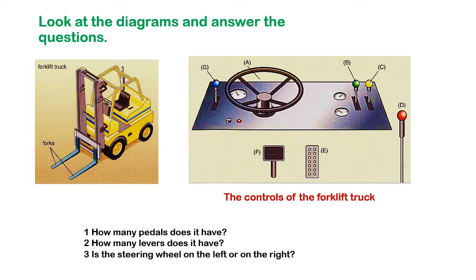So where are the pedals and where are the levers and where is the steering wheel? If you know where they are, or if you know the meaning of each word, you are going to answer the 3 questions very easily. So pedals, where are pedals? Here are pedals. This is a pedal and this is another pedal. So the truck has two pedals.